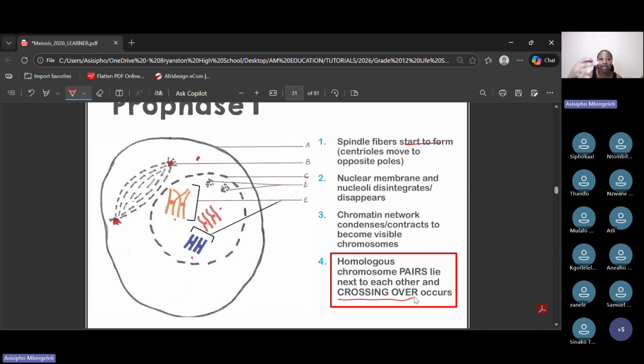So if they give you this diagram and they say, identify the phase, you're looking, okay, what is happening with the spindle fibers? Okay, what is happening with the centriole? They are moving to opposite poles. They have not reached the opposite poles. And then what is happening with the chromosomes? They are in pairs, and we can see crossing over taking place. That is definitely prophase 1. Then they will ask you, give a reason why you are saying it's prophase 1. Nuclear membrane disappearing, centriole moving to opposite poles to form spindle fibers. Chromosomes are visible and they are in pairs, and crossing over is taking place.